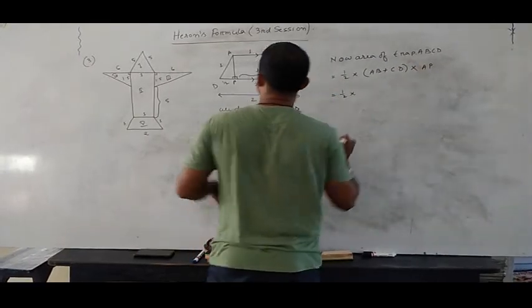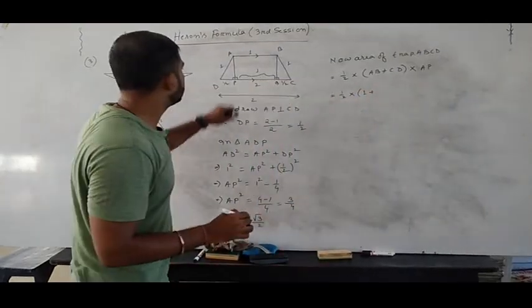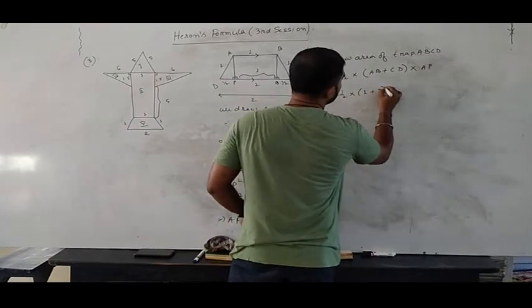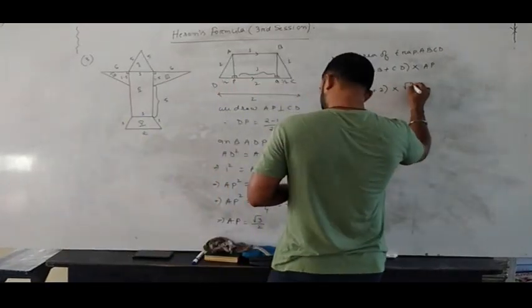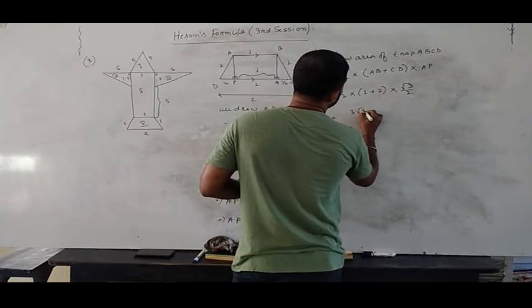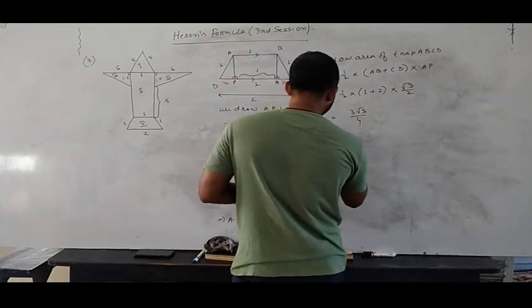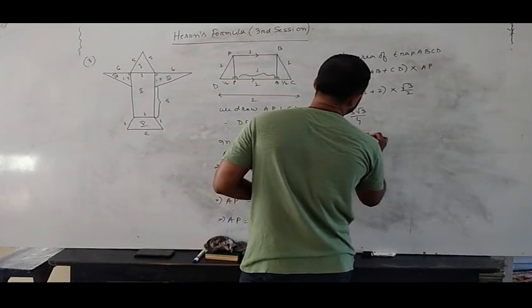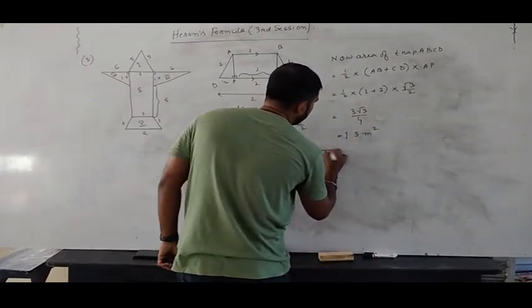Half. So what is AB? AB equal to 1 plus CD. What is CD? CD equal to 2 into AP. AP equal to what? Root over 3 by 2. That is 3 root over 3 by 4, which implies equal to 1.3 square meter.